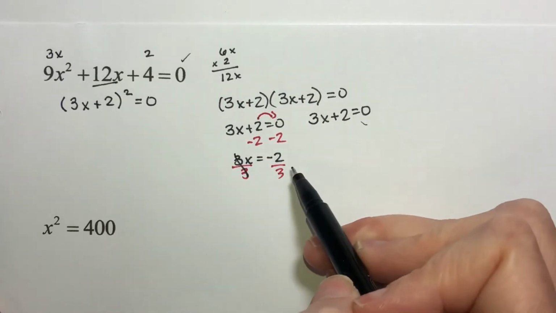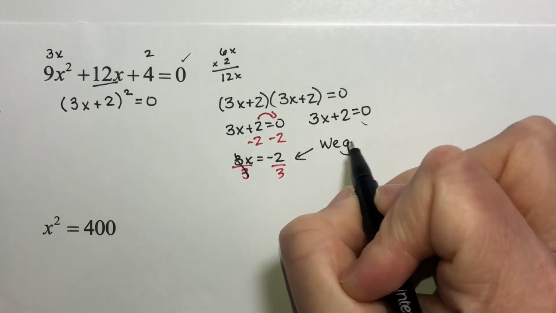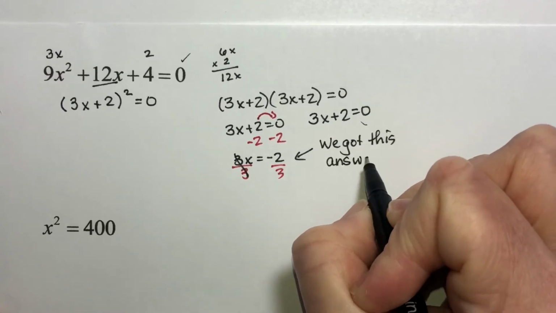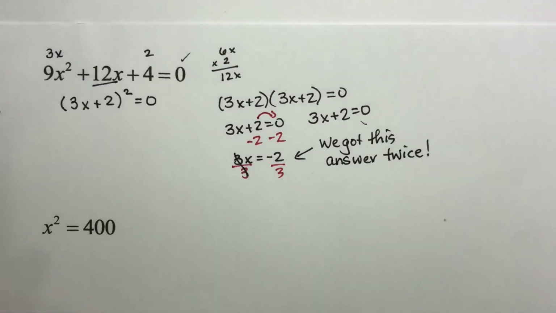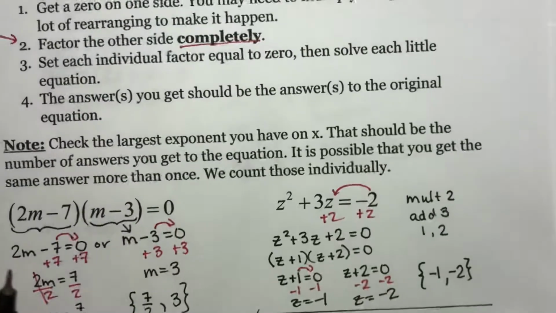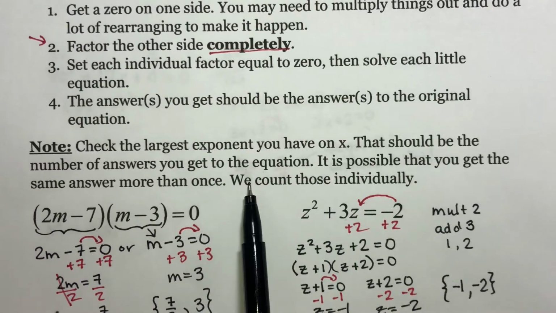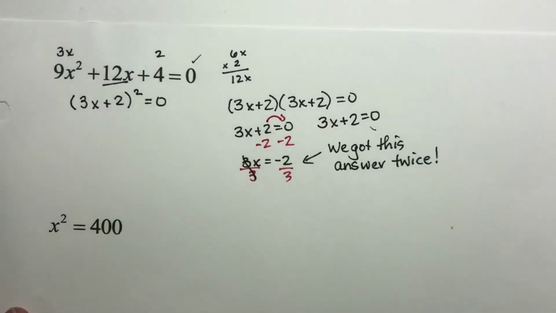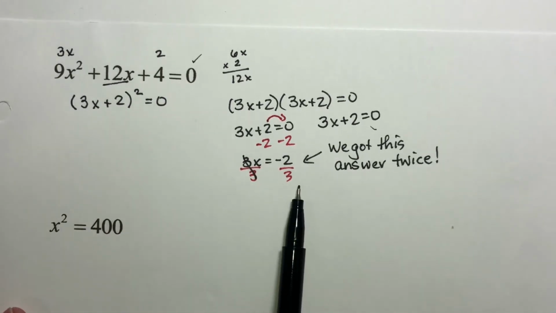We could solve the other one, but we would get this again. If you look back on the first page of the notes, you look at the largest exponent on x, and that should be the number of answers you get. It does say it is possible that you get the same answer more than once, and we count those individually. So for this, since I had a square, I expected 2 answers, and I got them. They just happened to be the same thing.